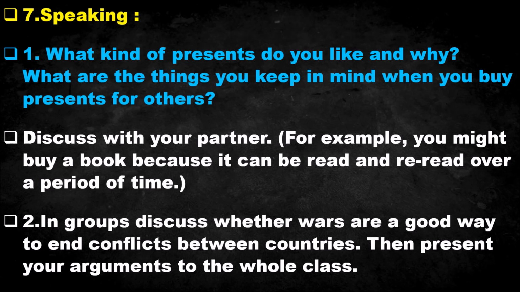The next important component, the seventh, is Speaking. And there are some suggested interesting activities. The first one: what kind of presents do you like and why? What are the things you keep in mind when you buy presents for others? Give an opportunity for the children to speak more about the presents that they are going to give to their friends or parents on their birthday or on any important occasion. So discuss with your partner. For example, you might buy a book because it can be read and reread over a period of time.